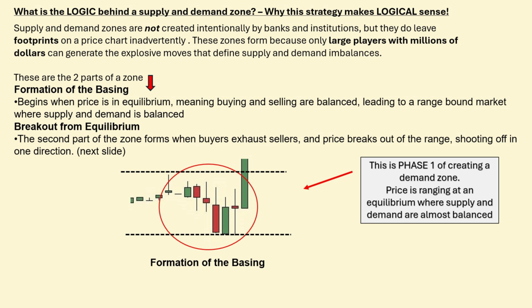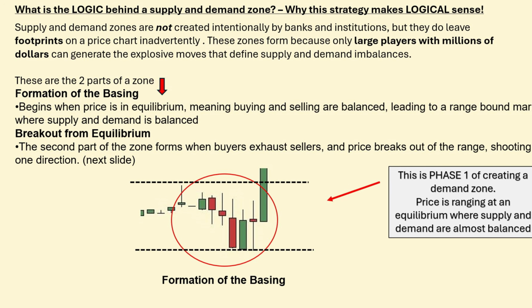Now let's touch on the basing of a zone and why this strategy makes logical sense. I just want to say that supply and demand zones are not created intentionally by the banks and institutions. They are created inadvertently, and they do leave footprints on the chart. These zones can only form because the institutions with millions of dollars are the only ones that can create an explosive move like this, especially in the currency markets.